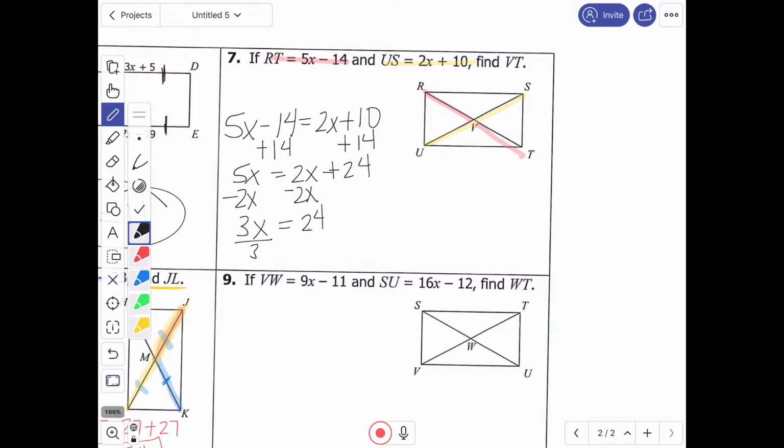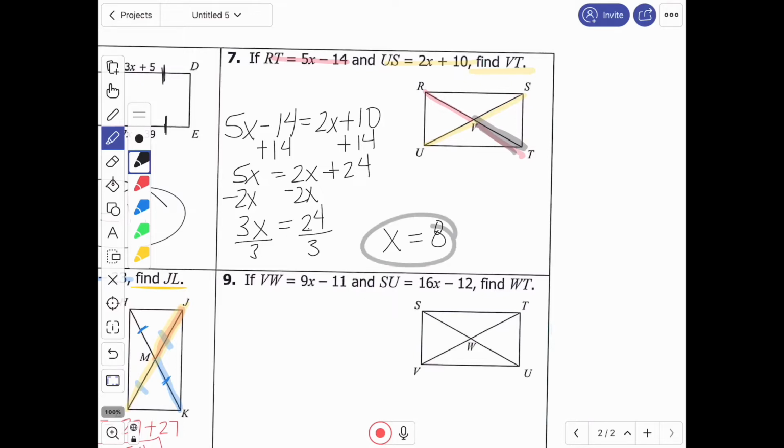Divide by 3. And I get x equals 8. Now, if you put in 8, close, but what you're being asked is to find VT. So VT is actually only half of one of these diagonals. So if I take x and plug it in to RT, I'm going to have to take half of RT to only find VT.